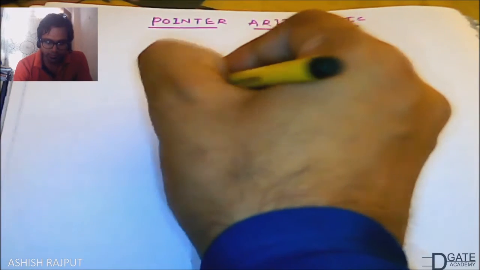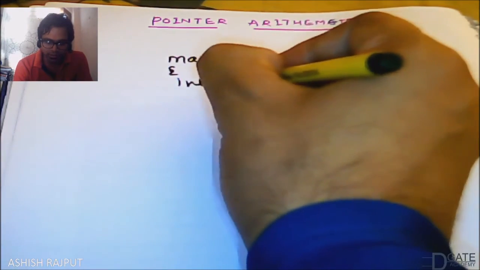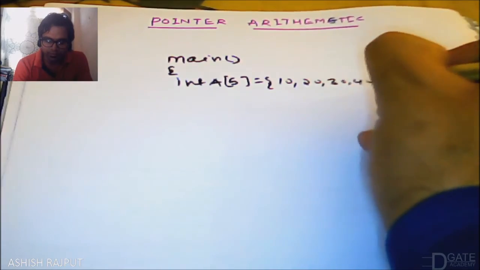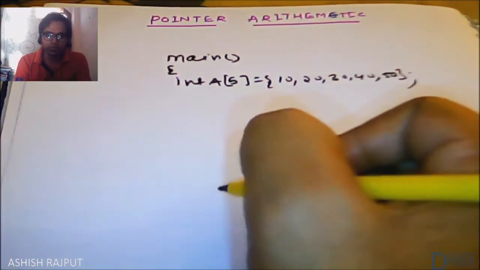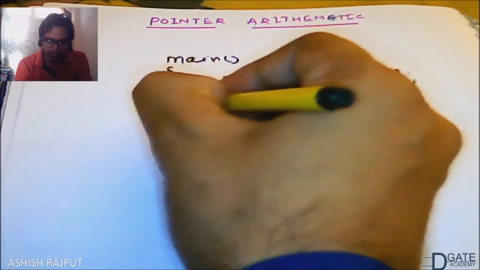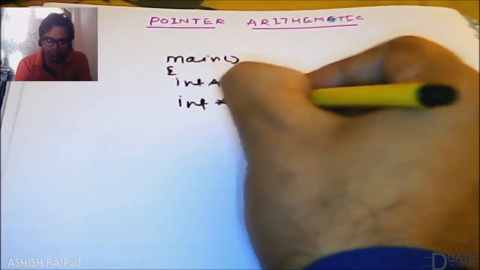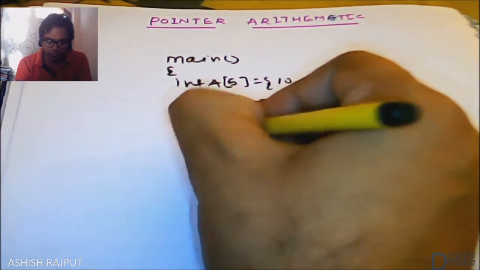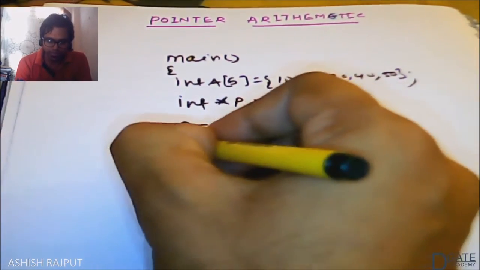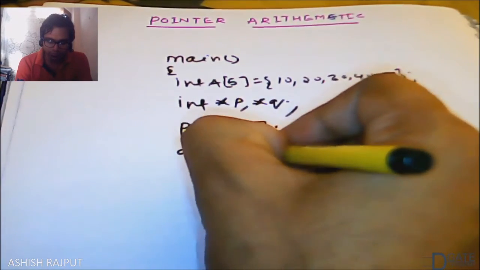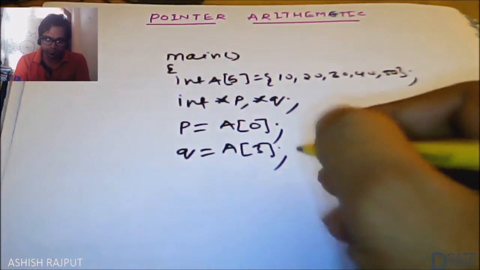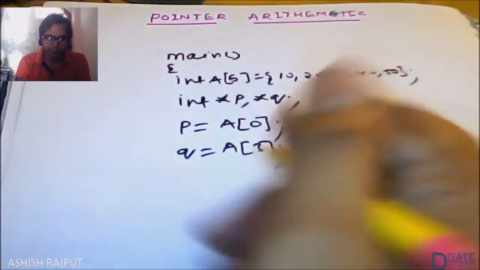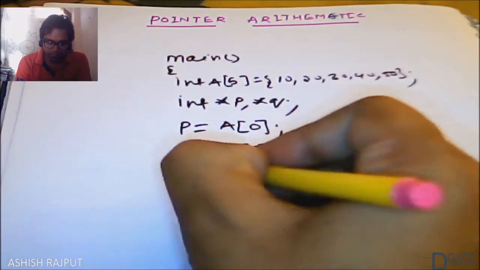I will take an array as an example: int a[5] = {10, 20, 30, 40, 50}; and int *P, *Q, these are the two pointers, and P is equal to &a[0], and Q is equal to &a[3]. Suppose in this line I give P++.